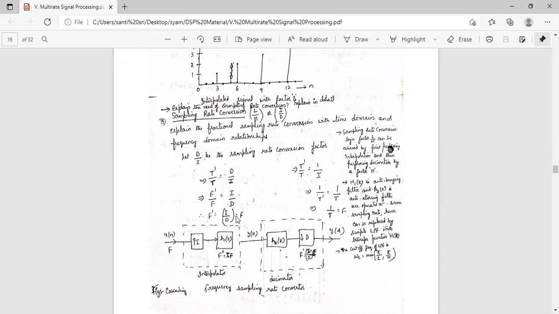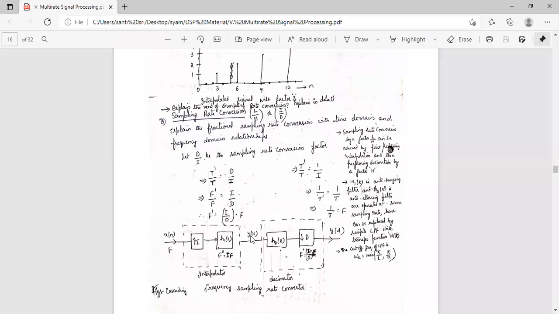Here it is interpolator and this is decimator. First we'll perform the interpolation operation and then the decimation operation. Interpolation means an upsampler followed by a low pass filter, and decimation means a filter followed by the decimation factor. So x of n goes to the interpolator, followed by the filter. This is F double dash equal to I into F.